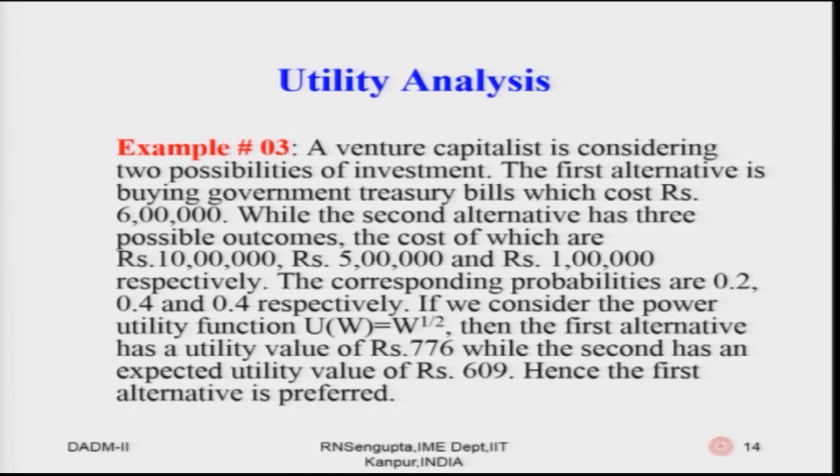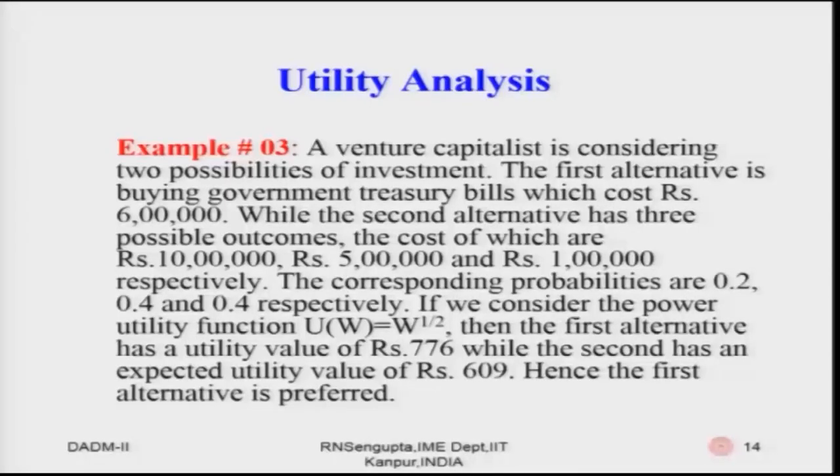Now, let us consider a power utility function, which is w to the power half, and find out the decision based on the government securities and the decision which has three outcomes. The corresponding values are like this. If you consider the first one, the wealth is 6 lakhs, and the probability is 1 because there is only one outcome.